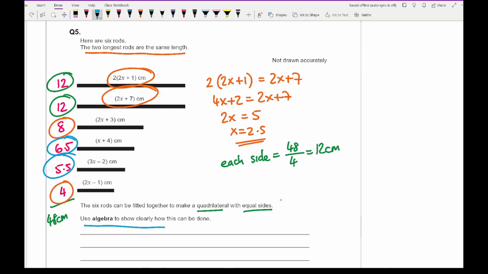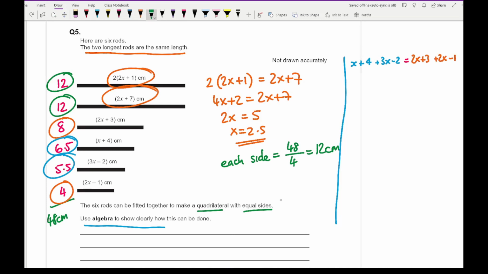Now the question says, use algebra to show how this can clearly be done. Well, let's have a look at working these out. What we want to try and prove is that the two orange circled lengths are the same as the blue lengths, and see if we get the same value of x. So here, let me just split this up. We've got x plus 4 plus 3x minus 2 equals, and we've got the orange lengths, so that's going to be 2x plus 3 plus 2x minus 1.